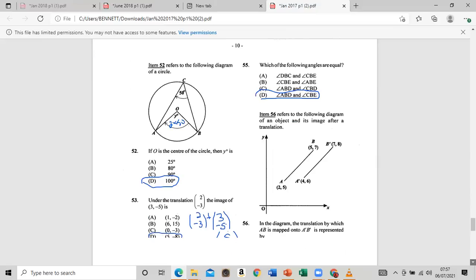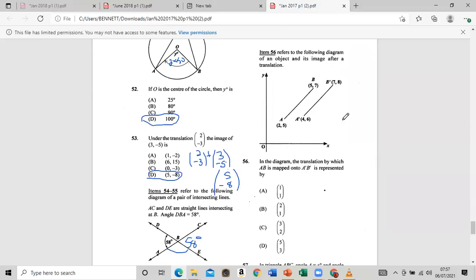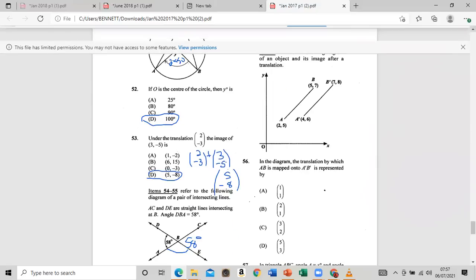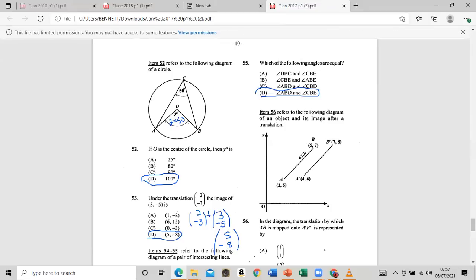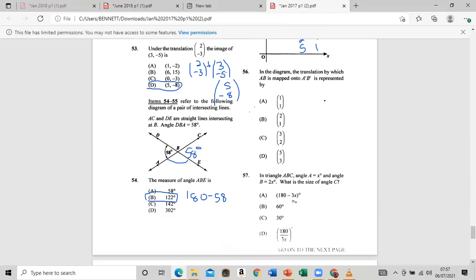All right. I did this one on a question earlier, but you don't know the shape score, right? I'm going to do it again. Question 56: refer to the following diagram of an object and its image after the translation. So these are the original, and then we get this. So we move from 2 to 4 and 5 to 1, right? So this will add 2, so it's 2 and 1. And we're done.